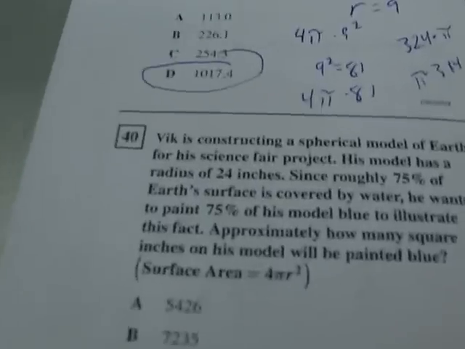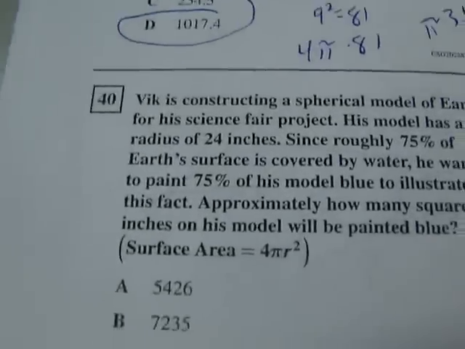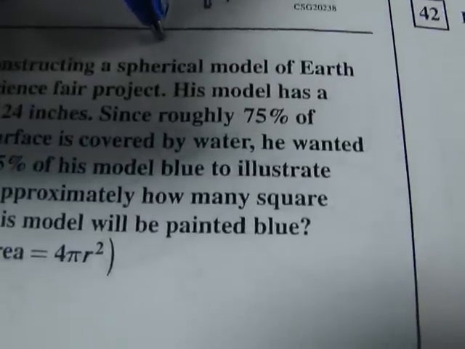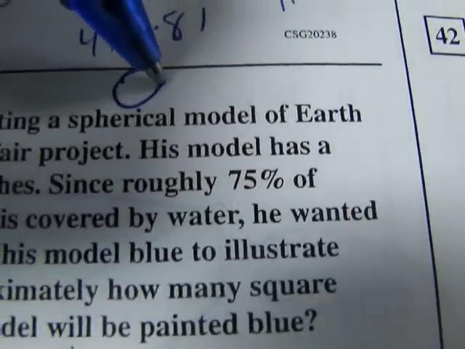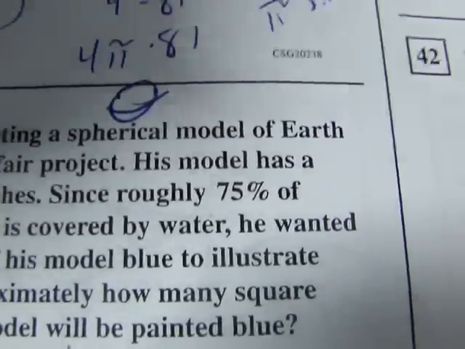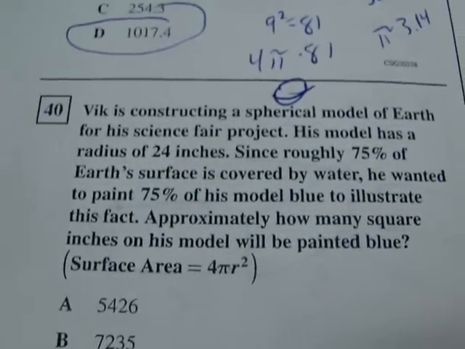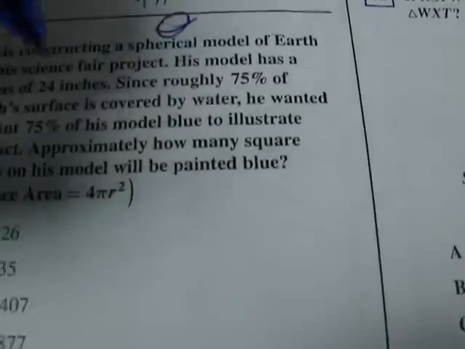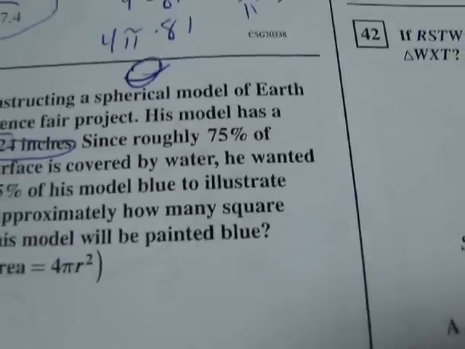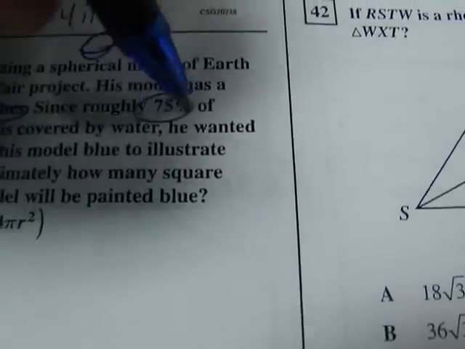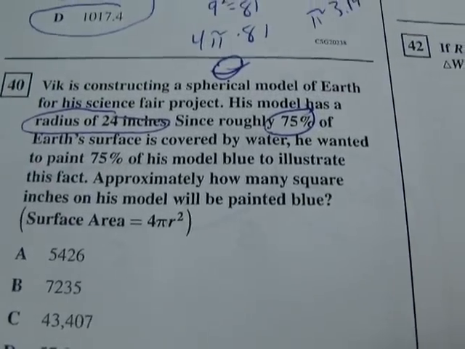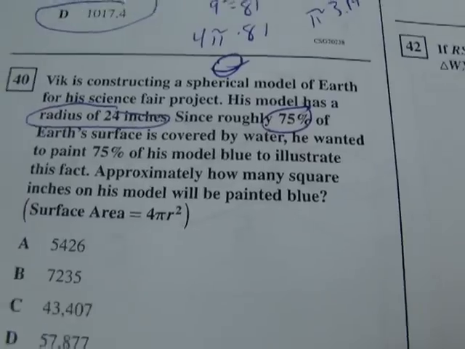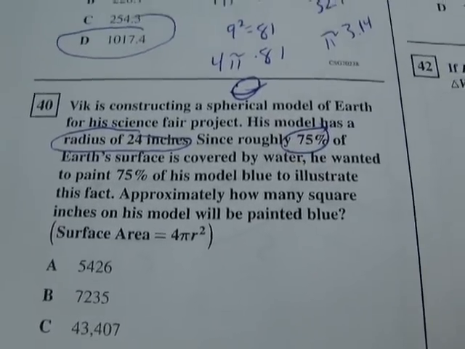Let's see. Number 40 is the last one we're going to do. Ooh, another fun pi problem. Vic is constructing a spherical, okay, spherical again means a sphere. So that's a circular globe type thing. Model of Earth for a science fair project. His model has a radius of 24 inches. Radius. Okay, since roughly 75% of Earth's surface is covered by water, he wanted to paint 75% blue to illustrate this fact. Approximately how many square inches of his model will be painted blue?